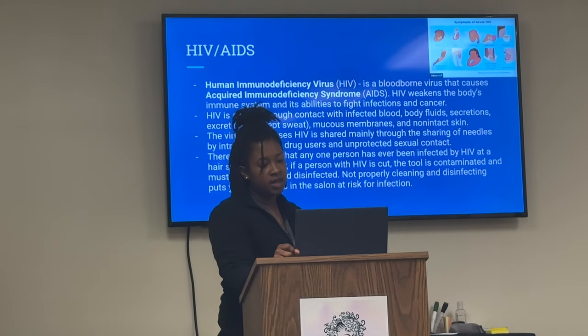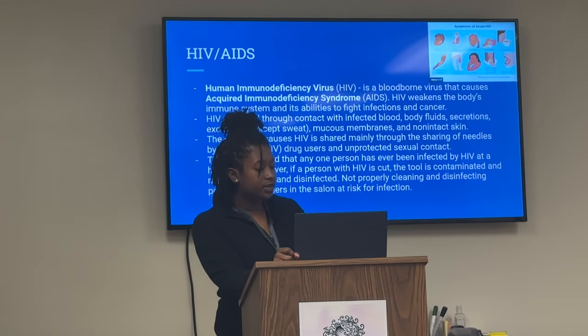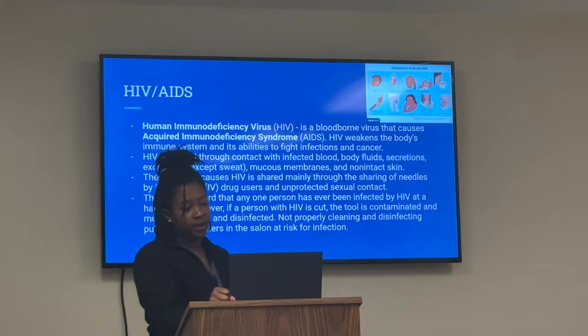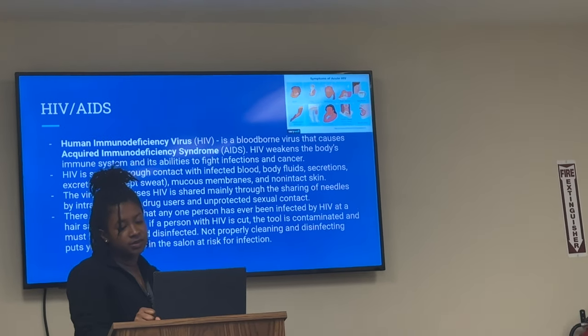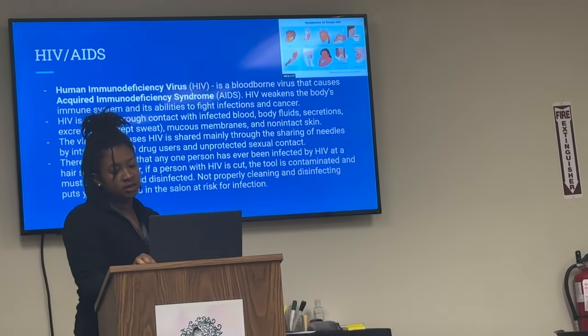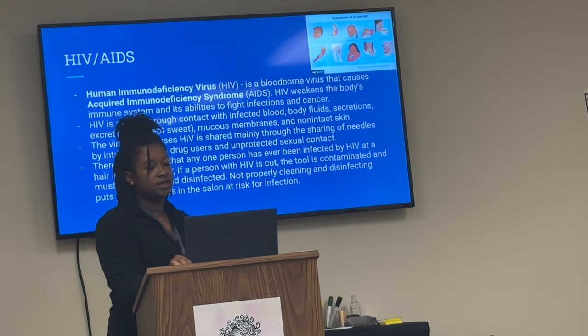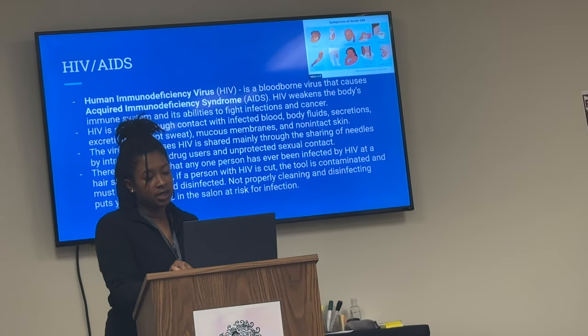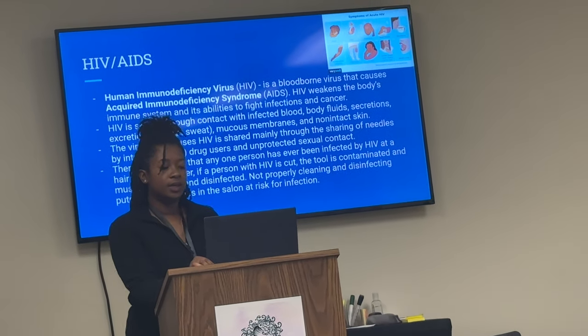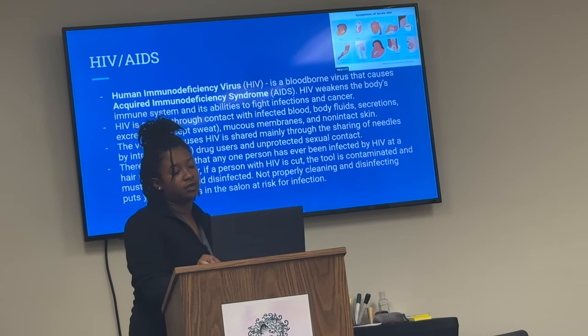There's no record that anyone has ever been infected by HIV at the hair salon. However, if a person with HIV is cut, the tool is contaminated and must be cleaned and disinfected. Not properly cleaning and disinfecting puts you and others in the salon at risk for infection.